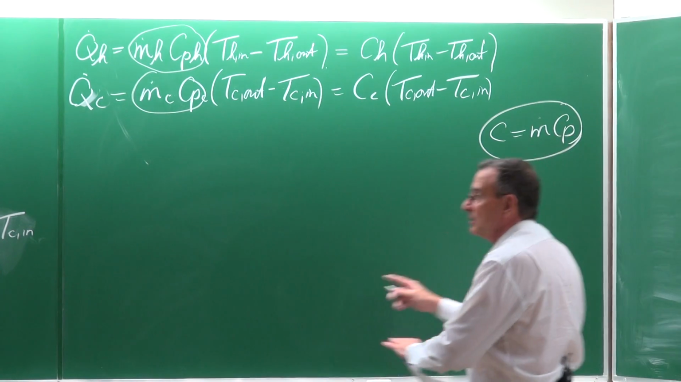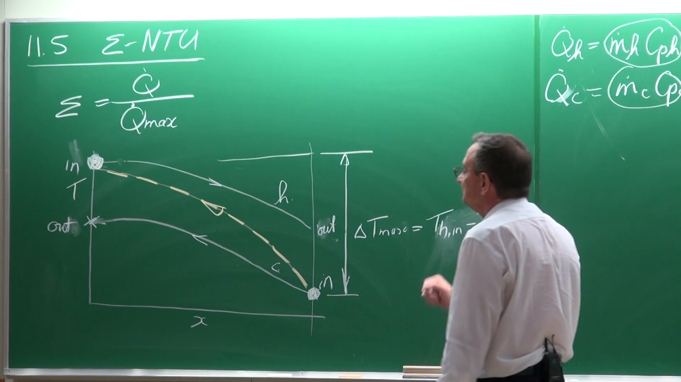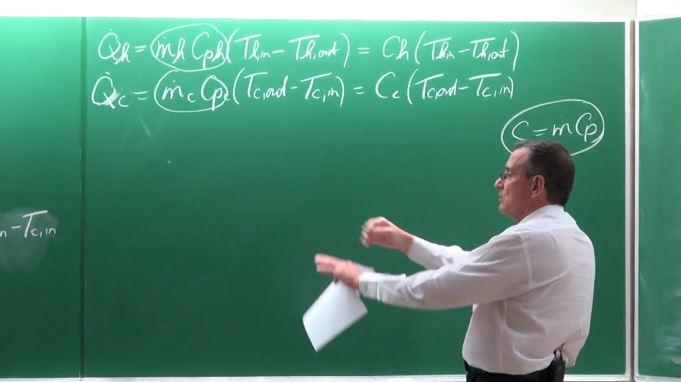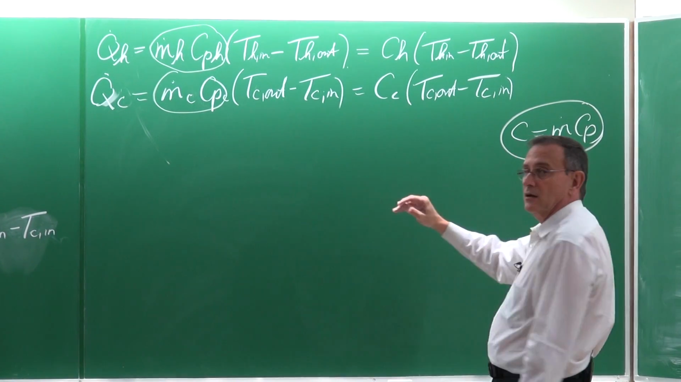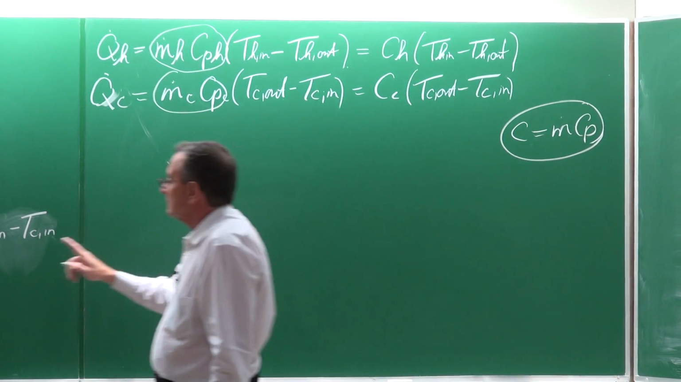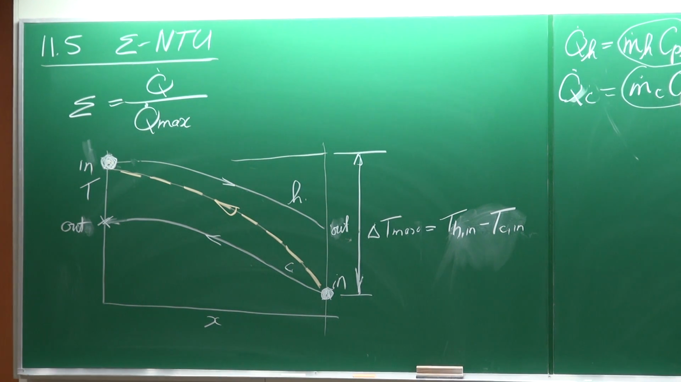Okay. Now coming back to this case. If you go and look at this, and if you do experiments, and you can do numerical analysis, and also the technique that we're going to do now is, if you look at the two streams, the stream with the lowest value of C will have the highest delta T. So that is going to be the one that changes the temperature the most. The lower the C, the more it will change its temperature.